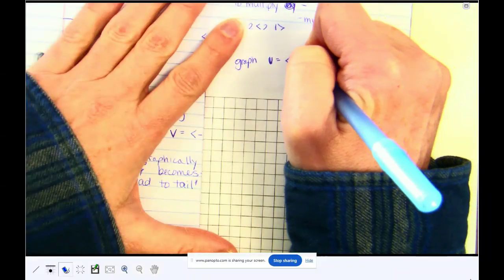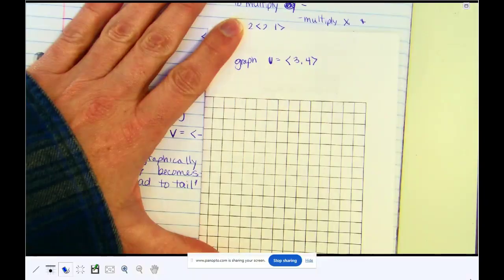We'll try to make this not quite so big. So I want you to graph u equals 3, 4.